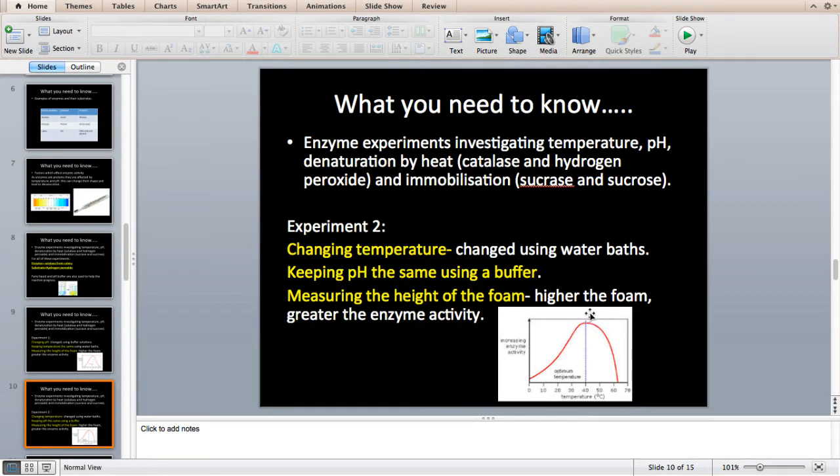Actually, I think it was around 20 degrees. I don't know if this is the best graph in the world, but it doesn't really matter. As long as you remember, girls, that the peak of the curve is where the most activity is seen, and it's the enzyme's optimum temperature there, okay?